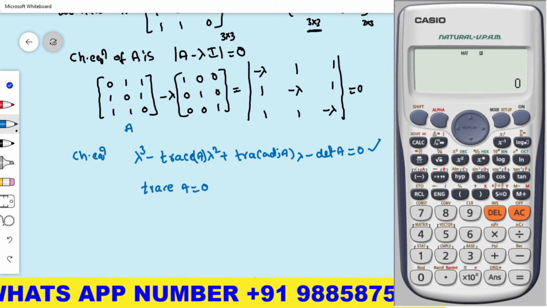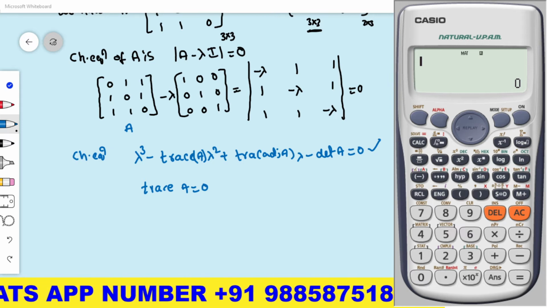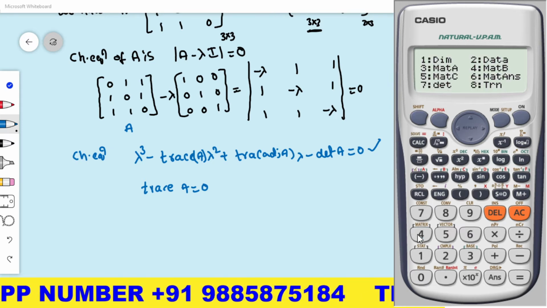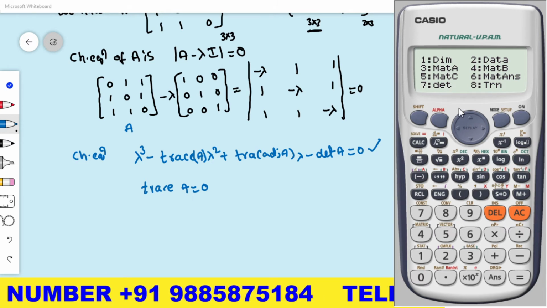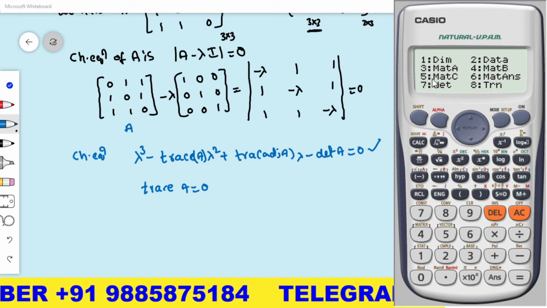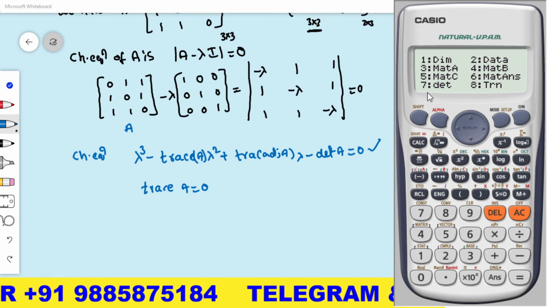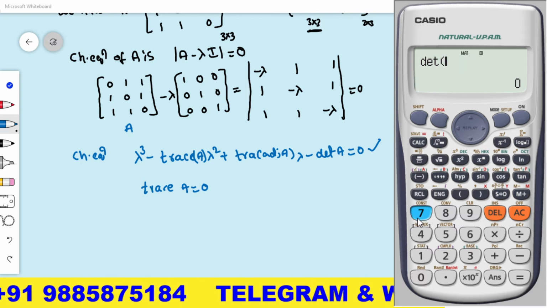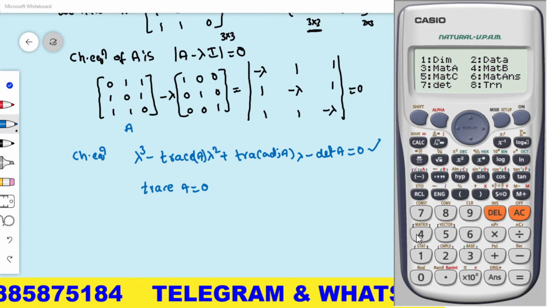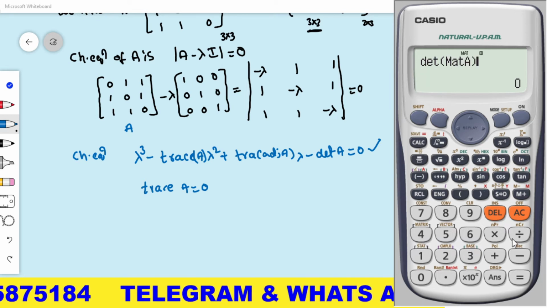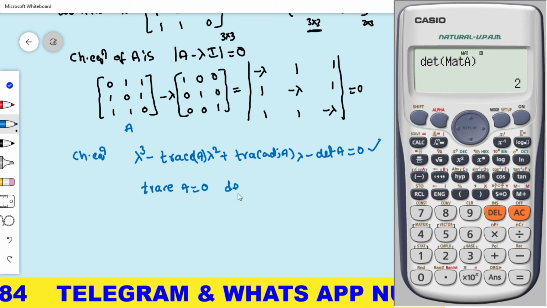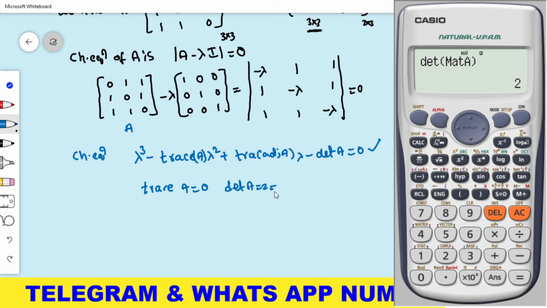Now you find the trace of adjoint A. Before that, you require det A. You verify whether the determinant is equal to 0 or not. So first, I am finding the determinant of A. Shift 4, then what do I require? Determinant. Check it, friends. First one is dimension. Second one is data. Third one is Mat A. Fourth one is Mat B. Fifth one is Mat C. Sixth one is Mat answer. Next, seventh one is determinant. So press 7. Determinant of what do you require? Mat A. So shift 4, Mat A, equals. So what do we get, friends? The determinant is equal to 2. So write down here: det A is equal to 2, which is not equal to 0.